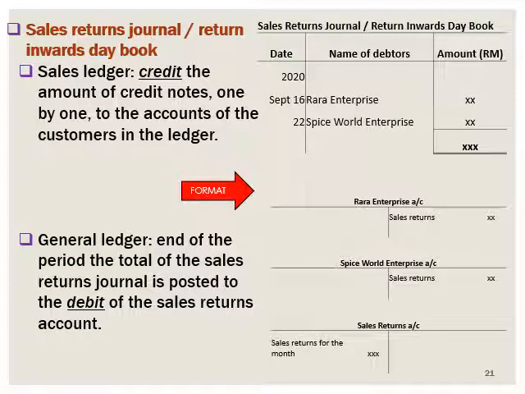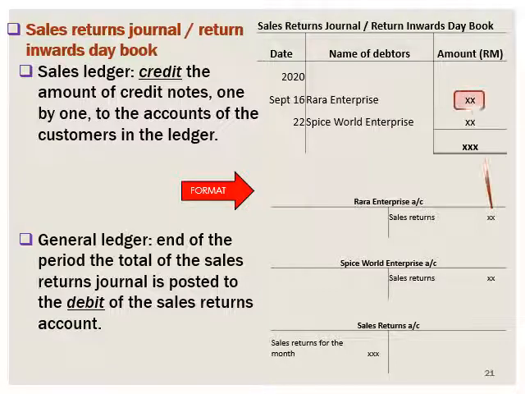In the sales returns journal, we need to credit the amounts of the credit notes one by one to the accounts of the customers in the ledger. In the sales returns journal, we just list out the names of the debtors involved with the amounts related.